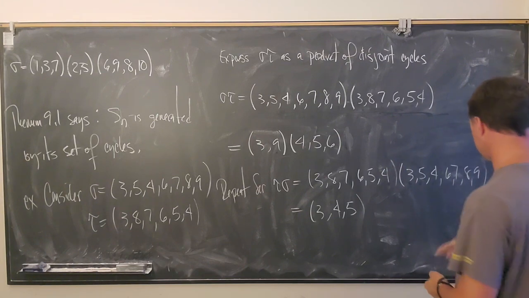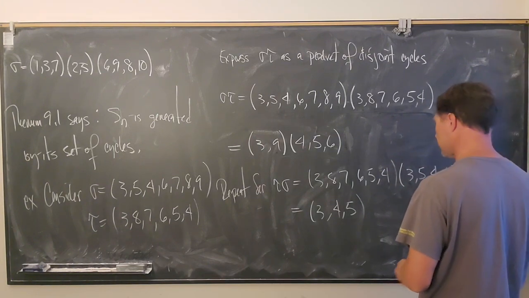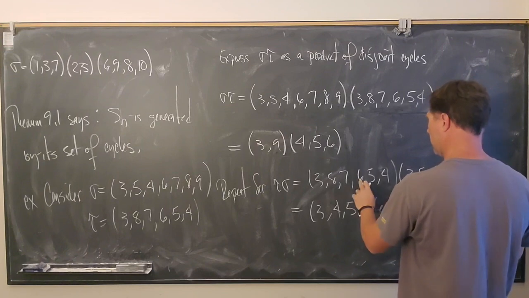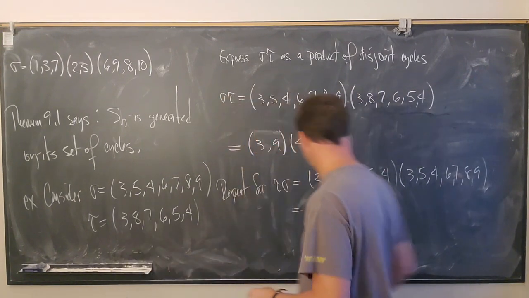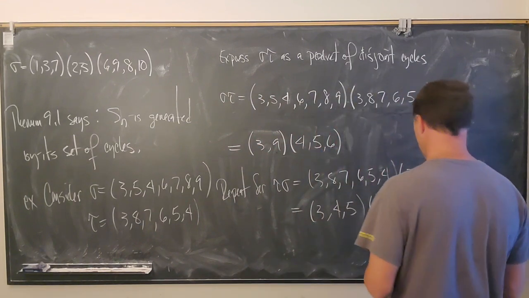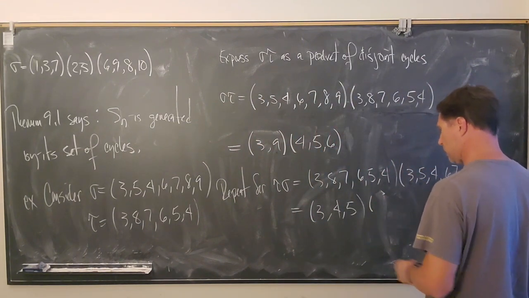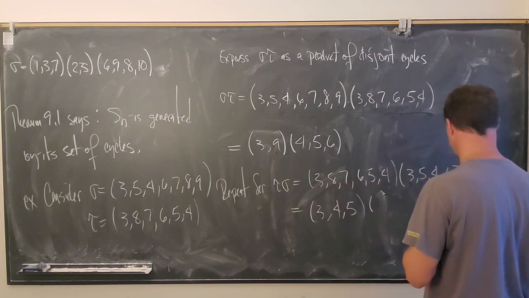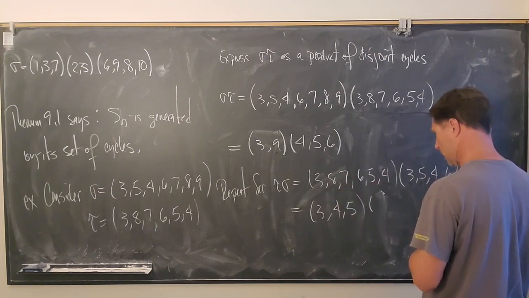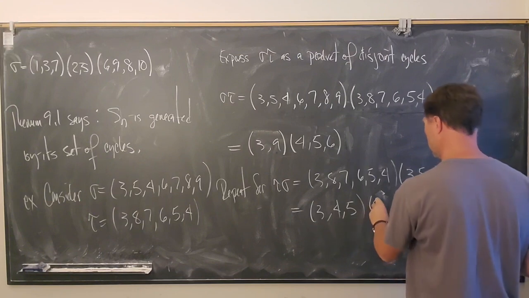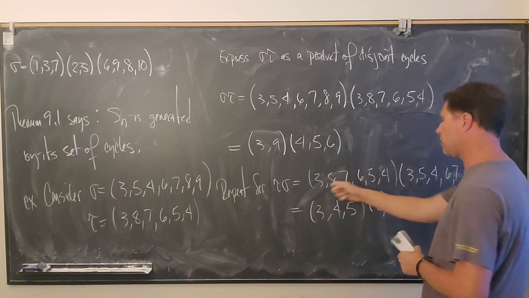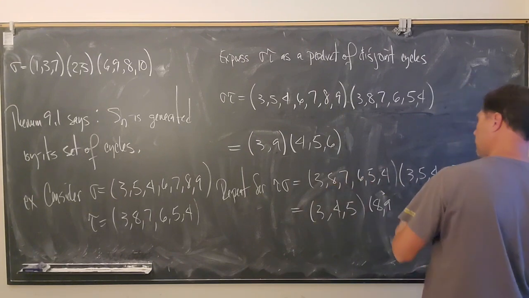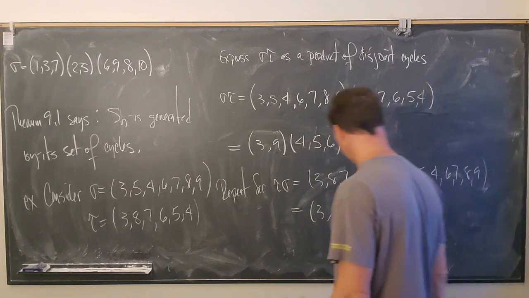Now let's do 6. 6 goes to 7, which goes back to 6. So nothing happens to 6. 7 goes to 8, which goes back to 7. 8 goes to 9. So 8 goes to 9. 9 goes to 3, which goes back to 8. So 9 goes to 8. All right, so there it is.